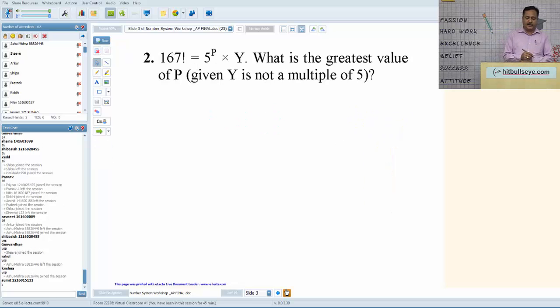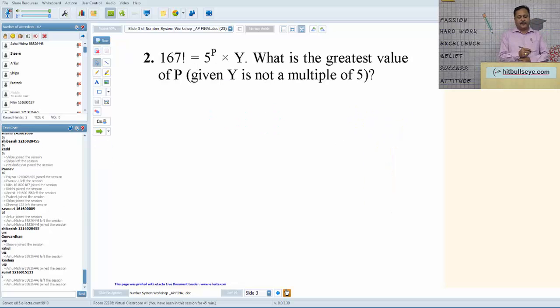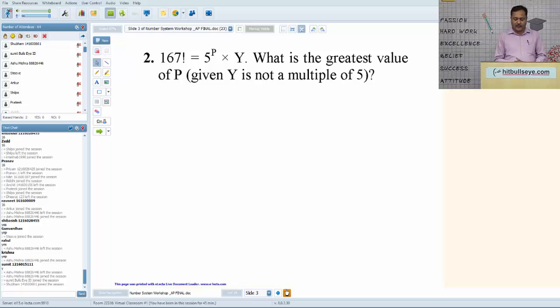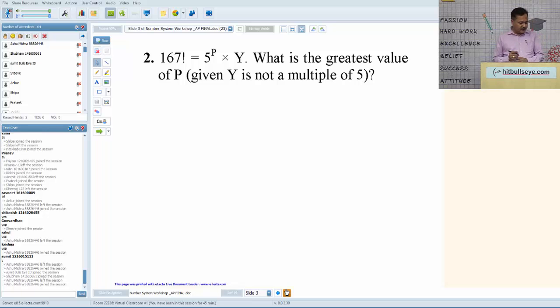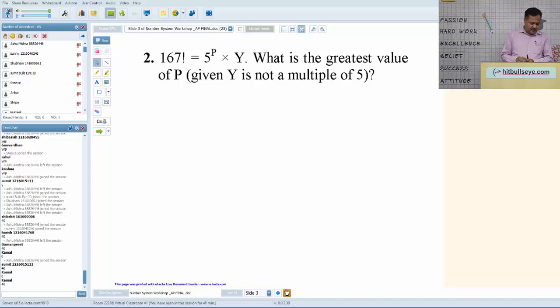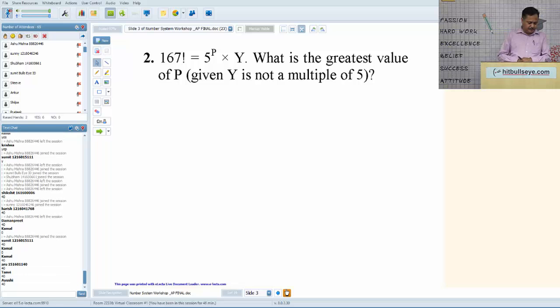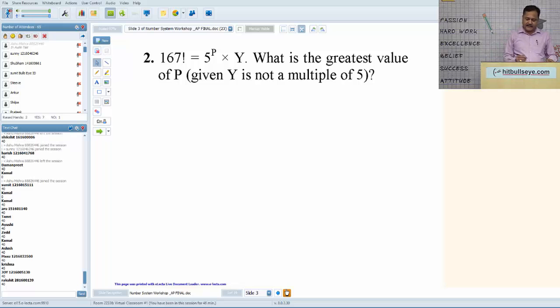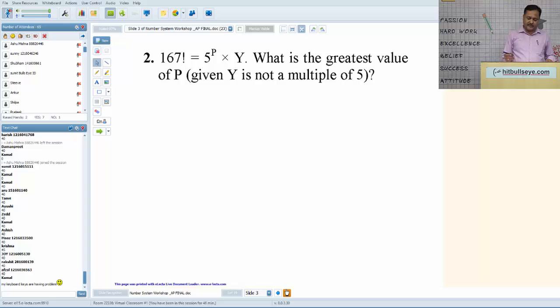167 factorial is equal to 5 raised to power p into y. What is the greatest value of p? Given y is not a multiple of 5. So try this question. Kamal is saying 40, Sumit 40, again Kamal 40. So most of them are giving the answer 40. Let us check the highest power of 5 in 167 factorial.